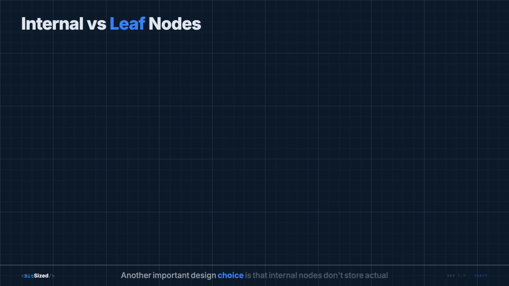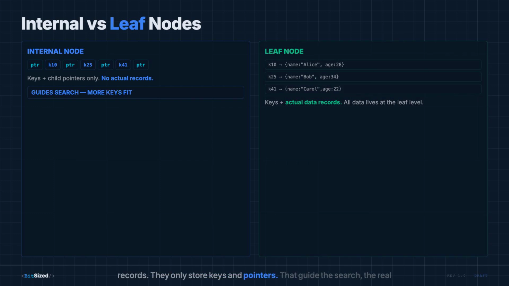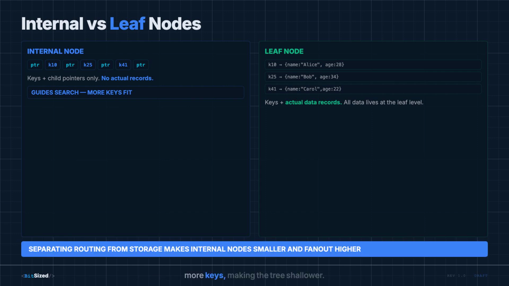Another important design choice is that internal nodes don't store actual records. They only store keys and pointers that guide the search. The real data lives entirely in the leaf nodes. This allows internal nodes to fit even more keys, making the tree shallower.